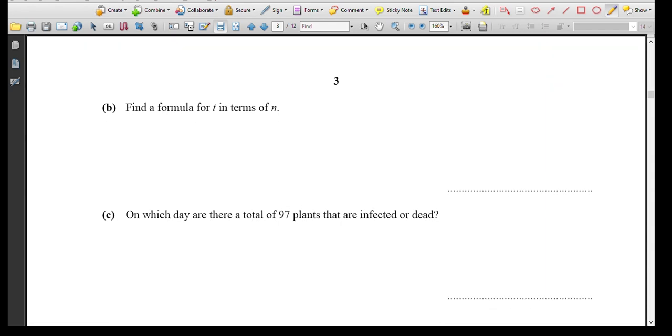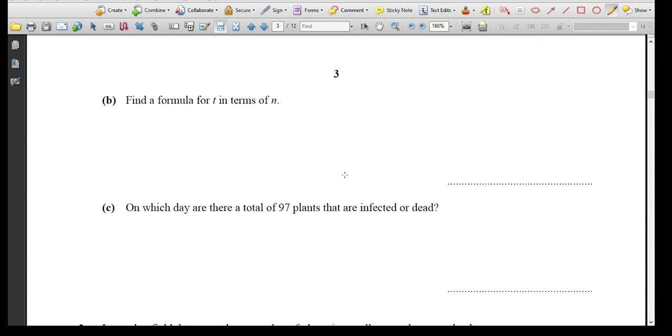Find a formula for T in terms of N. So here we have seen the sequence, that is 1, 3, 5, 7, 9. To find that nth term, let's find what is the common difference. So here we are getting that the common difference is 2, and in the first step itself we have got the same difference, so it's going to be a linear sequence, and we know that the nth term of this sequence is 2n minus 1.